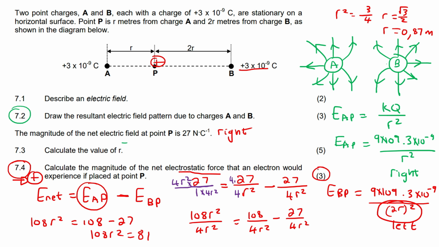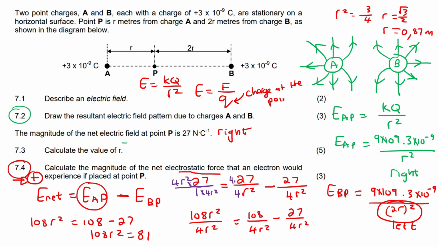Okay, this last one says, calculate the magnitude of the net electrostatic force that an electron would experience at point P. It's only 3 marks. So we know that there's 2 formulas for electric field. The one goes like this, but then the other one goes like this. Now, when we use this one, this charge is the charge that creates the electric field. So it was this one and it was this one. But when you use this formula, which has a baby q or a small letter q, then this charge over here is the charge at the point. Okay, so what they're saying is that they are going to take an electron and put an electron over here.